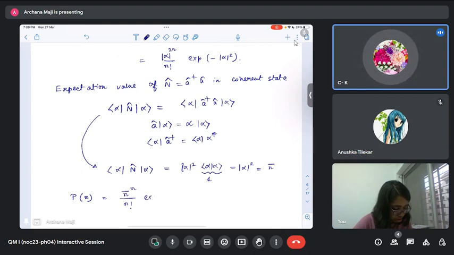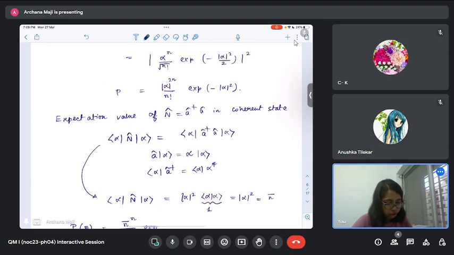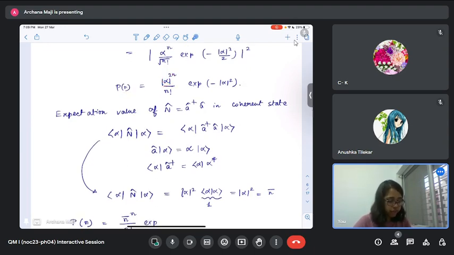Madam, where from do I get the n bar? No, that is just a notation. I am denoting this expectation value as n bar because this expectation value is coming out to be mod of alpha square. Now in this probability of getting n photons in the coherent state, you have that mod of alpha square. What I want is to just replace that mod of alpha square by some factor.